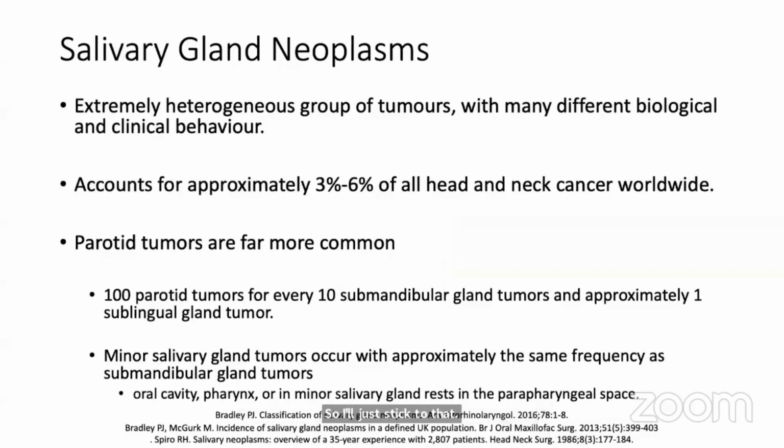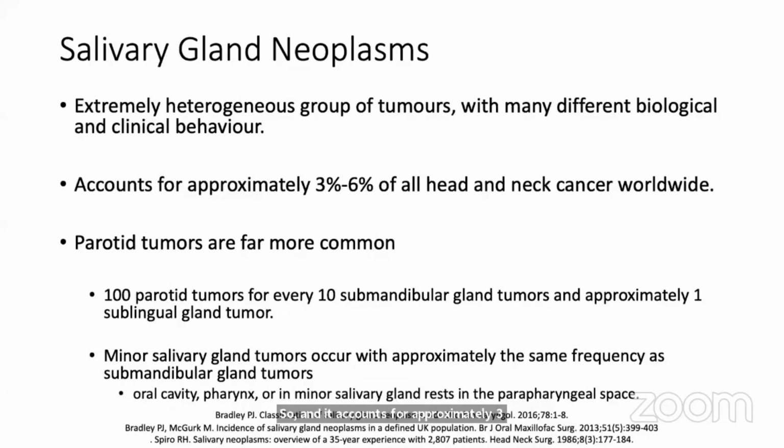A brief introduction: salivary gland neoplasms are an extremely heterogeneous group of tumors, as already alluded to by Dr. Neha, with different biological and clinical behaviors. The most common salivary gland neoplasm is benign, we all know that, and malignant salivary gland neoplasms form a smaller part of it. They account for approximately 3 to 6% of all head and neck cancers worldwide.